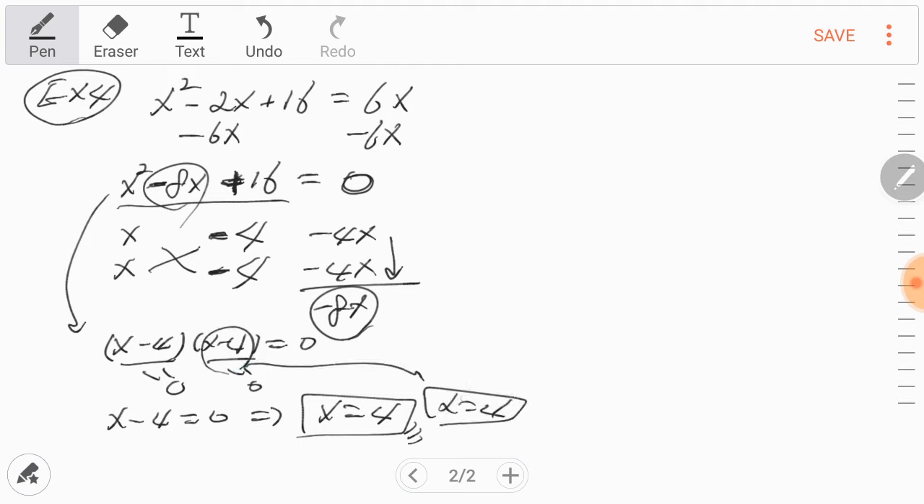So we have two values of x, which is 4 and 4, same value. So the answer is 4. Now 4 occurred twice. We call this a repeated solution. This solution 4 is repeated twice. So we can say the solution is a repeated solution, x equals 4.